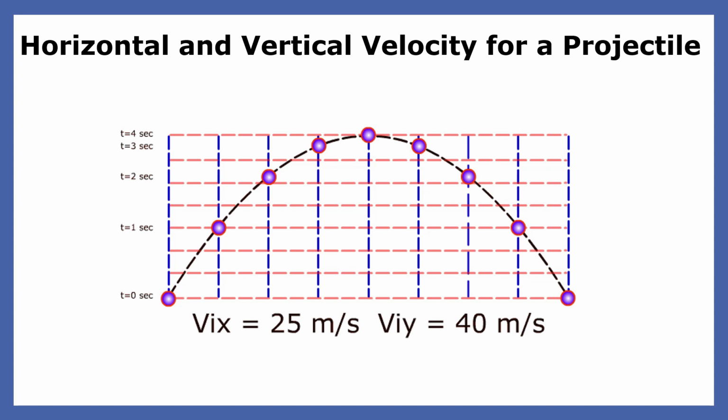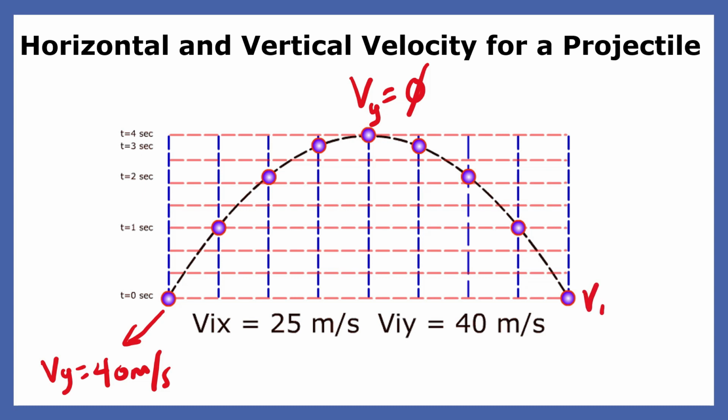Let's look at a specific example. If a projectile started with an initial horizontal velocity of 25 meters per second and an initial vertical velocity of 40 meters per second, its horizontal velocity would remain at 25 meters per second the entire flight, but its vertical velocity would change. When a projectile hits the peak of its flight, its vertical velocity is always 0. When the projectile reaches the opposite side of its flight, it has the same vertical velocity it started out with, but now it's negative because it's pointing downward.